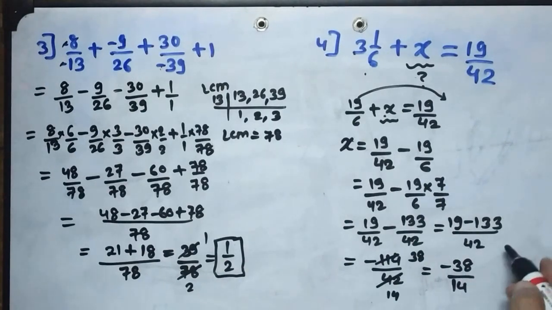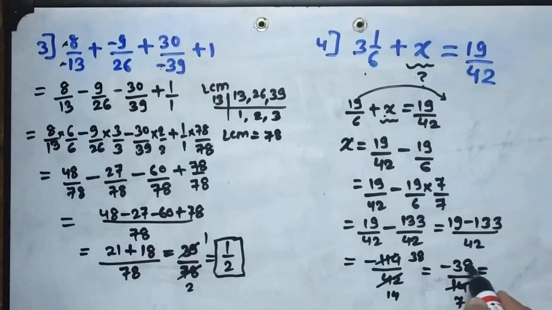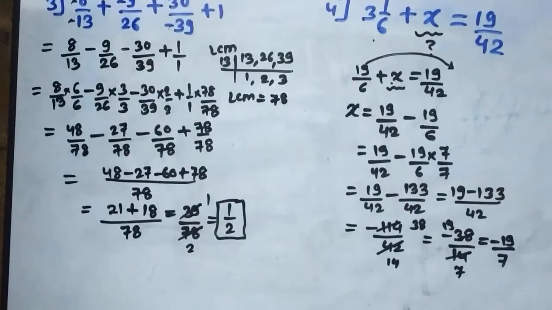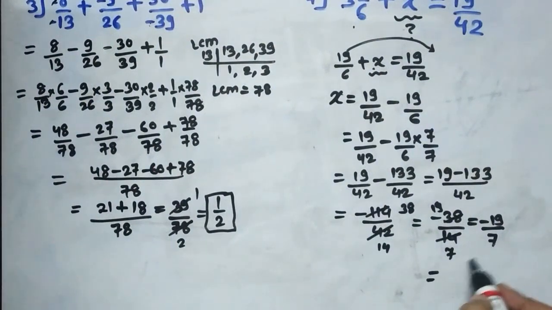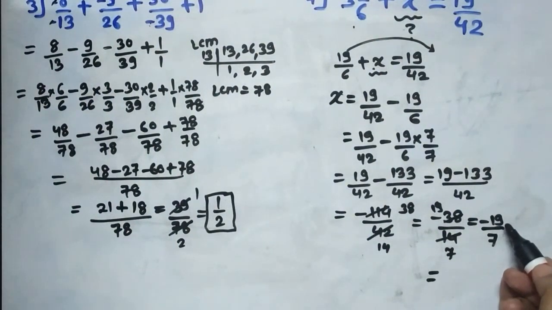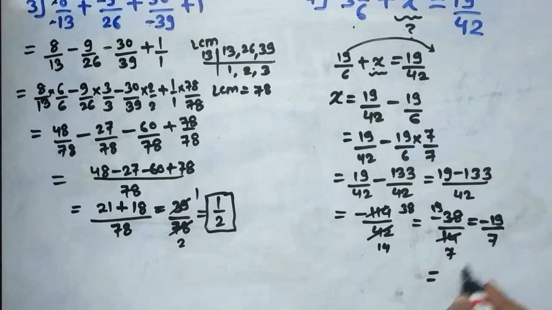Friends, again we can reduce it. We can divide it by the table of 2. 2 sevens are 14, 2 nineteens are 38. So minus of 19 upon 7 is there. Friends, if you want to write it down, you can write it as an improper fraction. That is, the numerator is greater, so we can write it as a mixed fraction. 7 twos are 14, and afterwards we are left with 5. So 5 by 7.